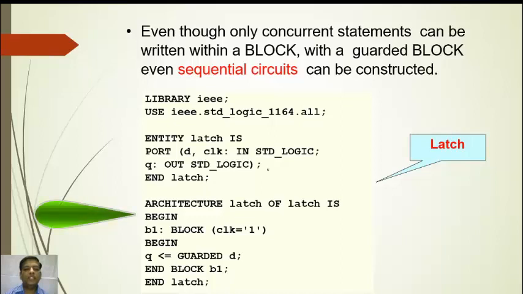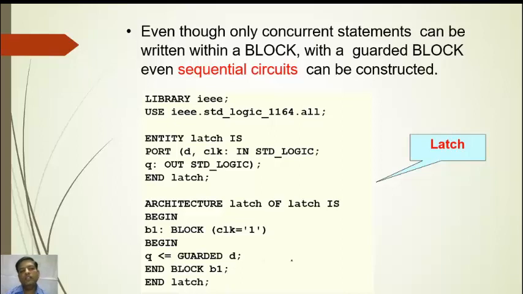So here we have written the entity for that particular latch, then written the architecture. Architecture latch of latch is begin B1: block (clock = 1) begin Q <= guarded D; end block B1; end latch. Here if clock is available, then Q is equal to guarded D.